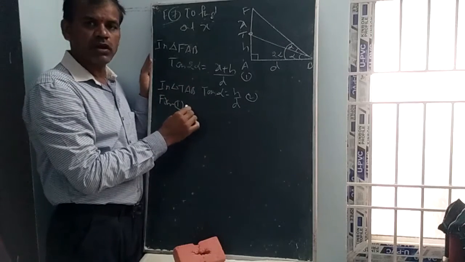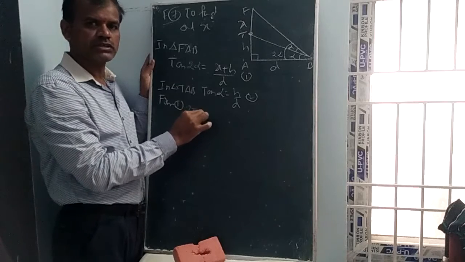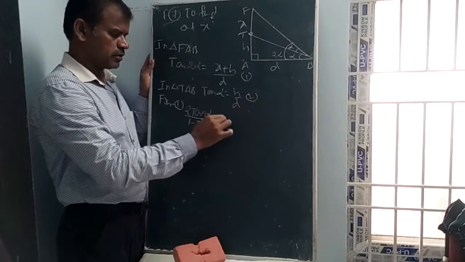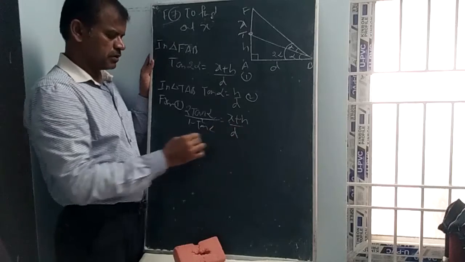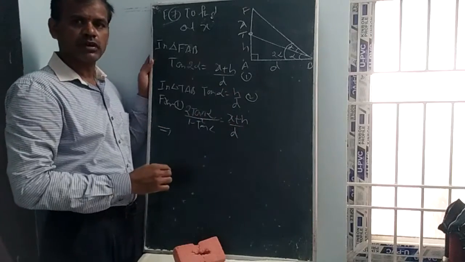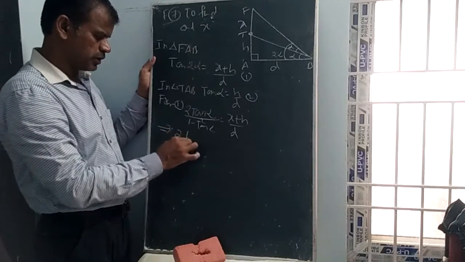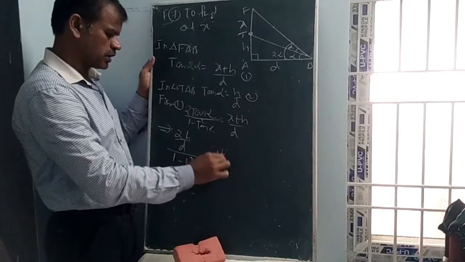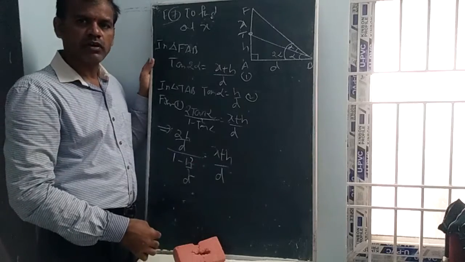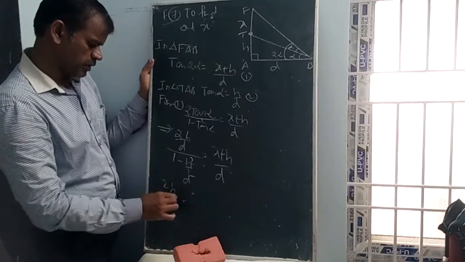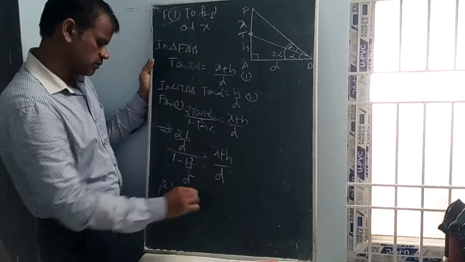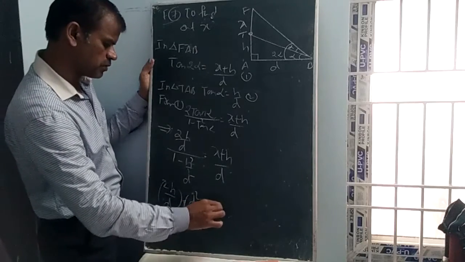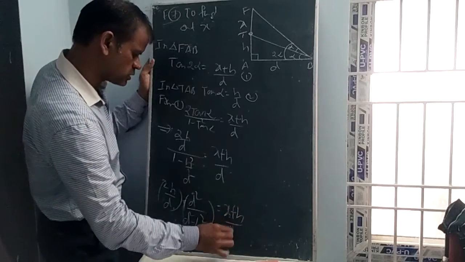From 1 we can write, the formula of tan 2 alpha is 2 tan alpha by 1 minus tan square alpha, which is equal to X plus H by D. Substitute here tan alpha equal to H by D. So 2H by D whole by 1 minus H square by D square equals X plus H by D. We need to calculate the value of X. Next step, 2H by D into, taking LCM, D square by D square minus H square, is equal to X plus H by D.